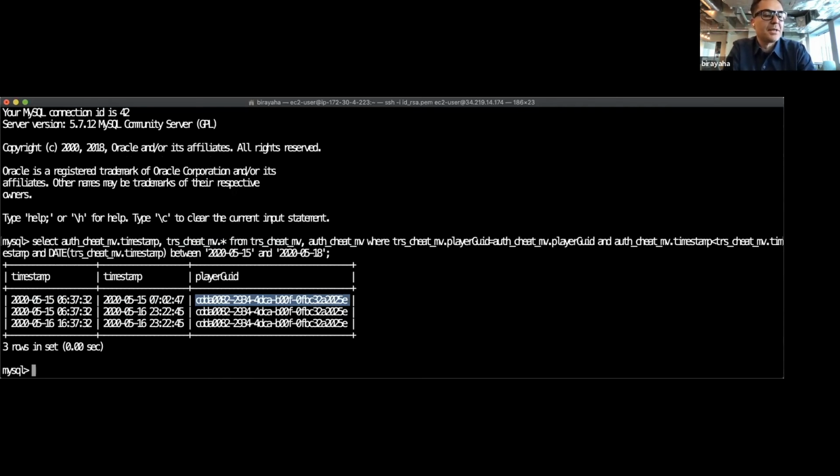The first timestamp describes the timestamp of the authentication. As you can see here, this guy logged in at 6:37 in the morning, and the suspicious transaction, which is denoted in the second timestamp, happened roughly 20 minutes after he logged in.